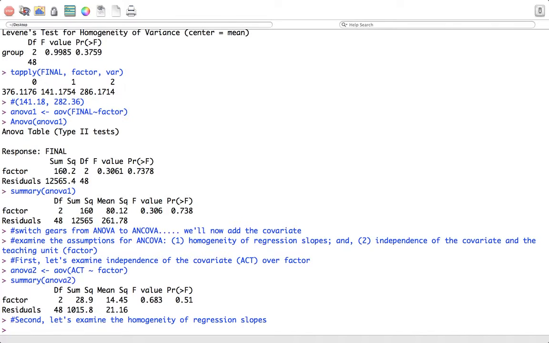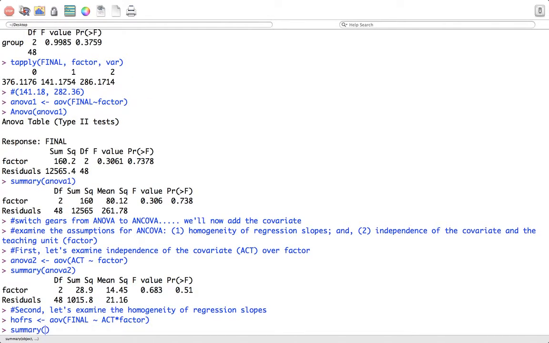What I would do is I'm just going to call this homogeneity of regression slopes. Yeah, cool, that's fine. And I want to run an ANOVA, and I want to look at my y, which of course is final, over my covariate, interacting with the method of teaching.